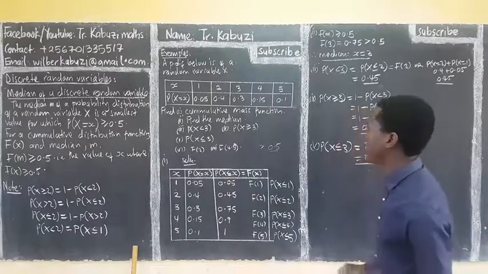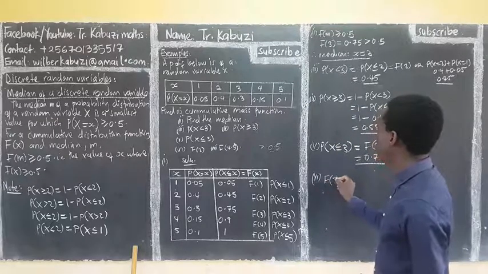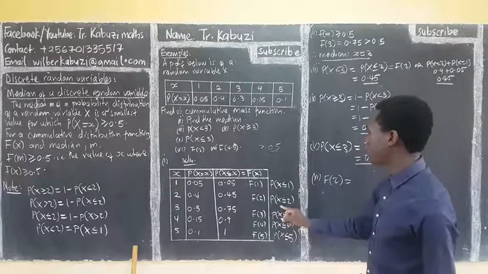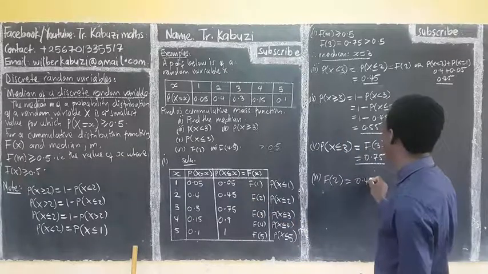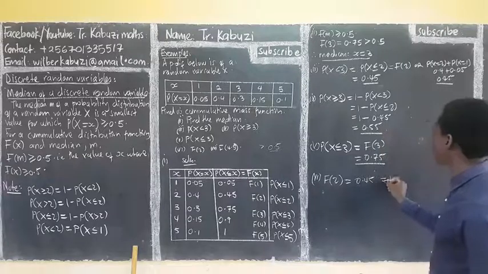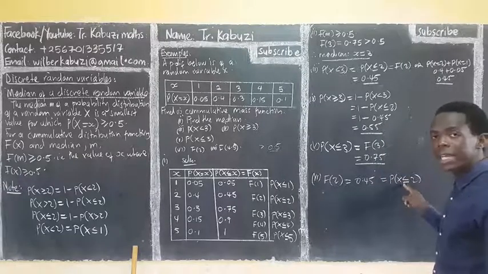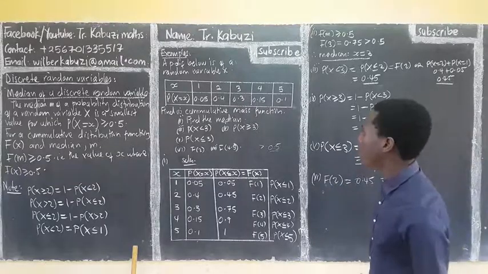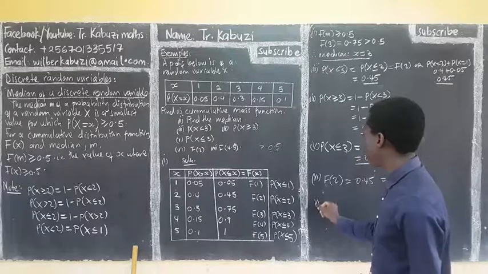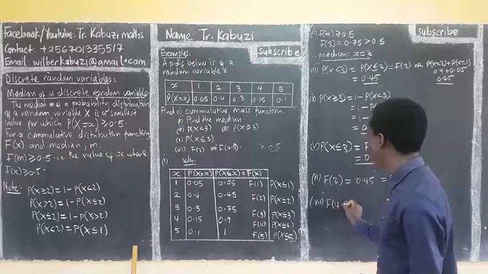Then when they come and ask you number 6, they ask you F of 2. F of 2 is very clear. F of 2 is 0.45, which is the same as probability of x less or equal to 2. Why am I putting the less or equal? Because this is cumulative. But now they want number 7, F of 4.5.